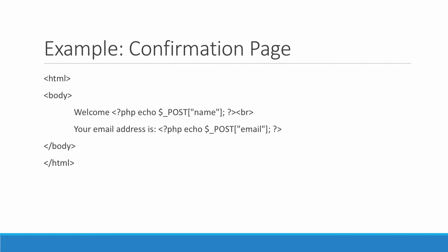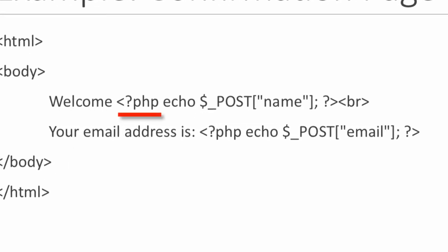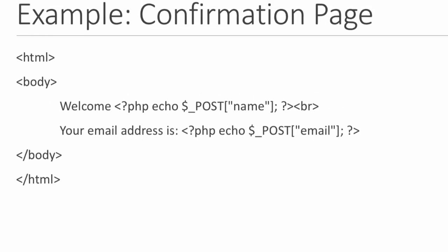And so in this case, what we're saying is welcome, and we open up some PHP, and then we say, hey, display, using echo, the superglobal called post, and pull the name out of the name field. And then your email address is, then we open up PHP again, and we say to look for email. Now let's go look at the code and see what exactly this is doing.